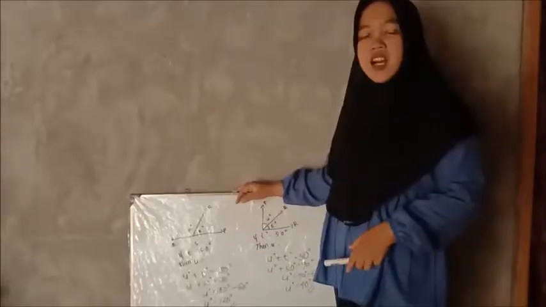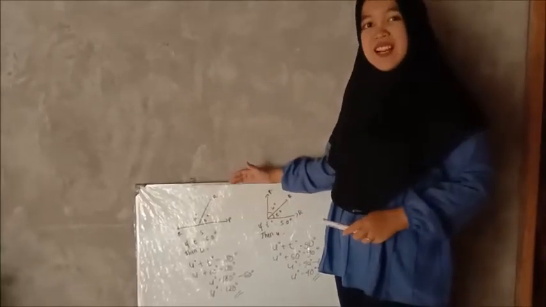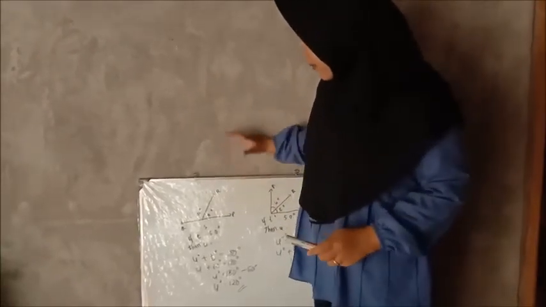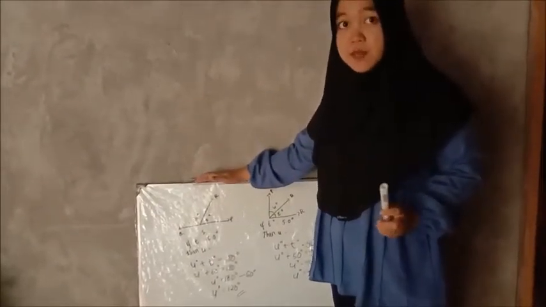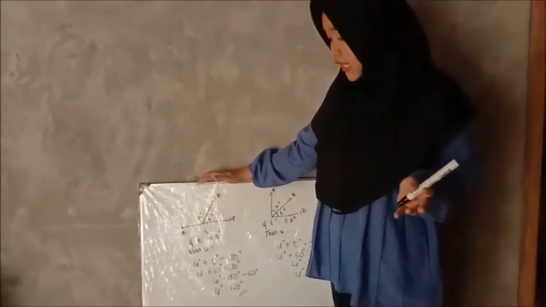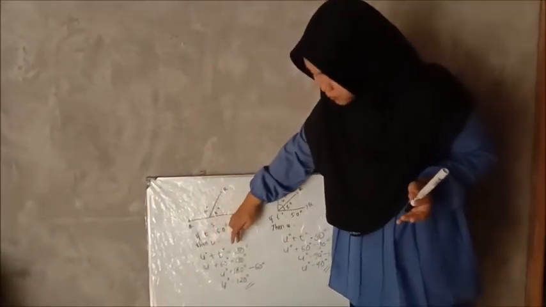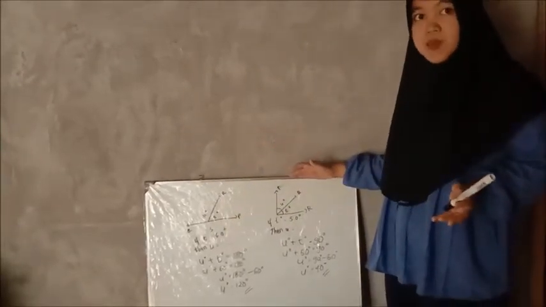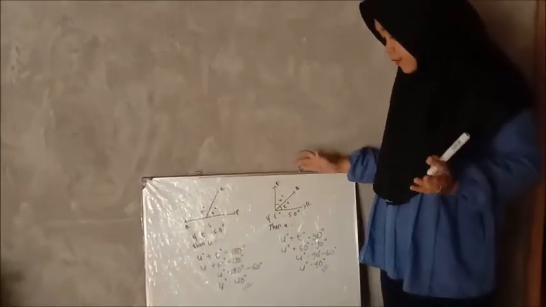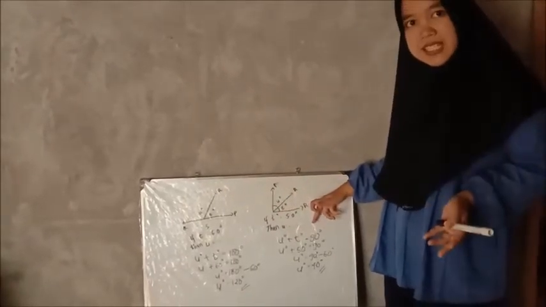Okay, students, Apis has solved this problem well. Now, from that, we know that the first problem is about supplementary angles. For supplementary angles, U plus T is equal to 180. Then the second problem is about complementary angles. From that, we know that U plus T is equal to 90.